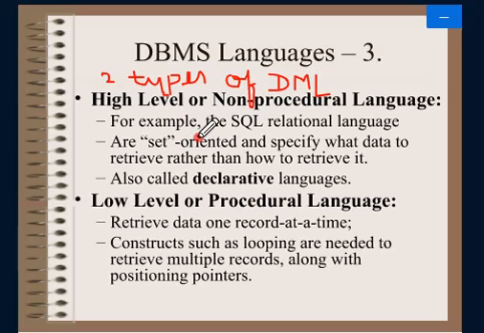Two types of DML language. What is that? High level or non-procedural language, and low level or procedural language. High level or non-procedural language means that DML can be used on its own to specify complex database operations concisely.